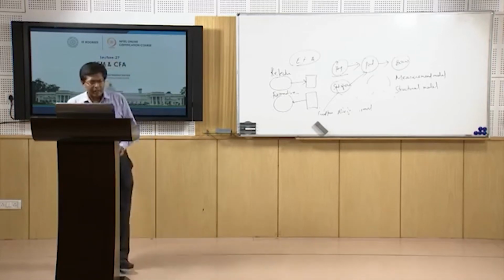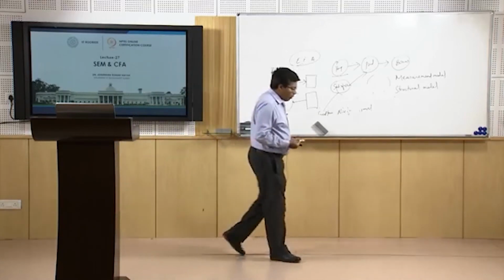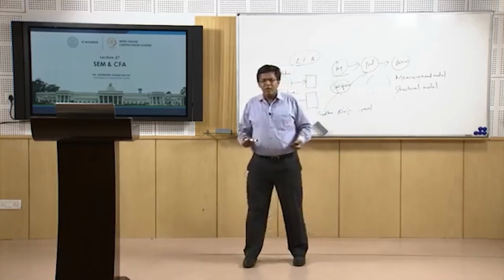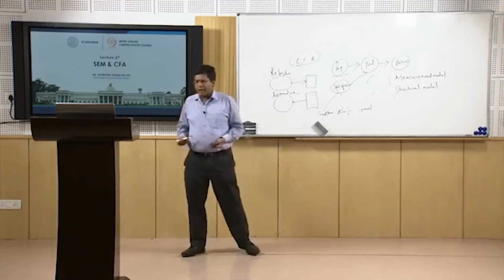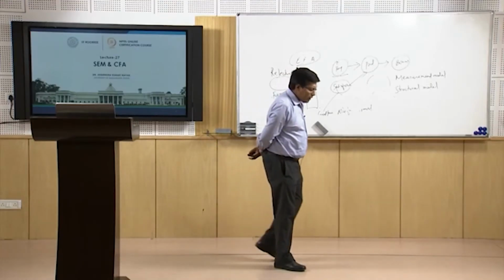Now, this is very important. Now, what does SEM basically do? Students and researchers always talk about SEM and then they do not understand what the basic underlying intention behind it is. SEM basically explains the observed covariance among a set of measured variables. What it does is, it does so by comparing the observed covariance matrix with an estimated covariance matrix. So, that means what?